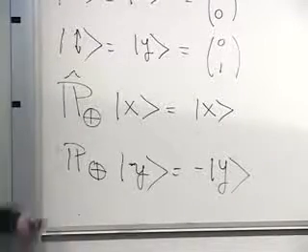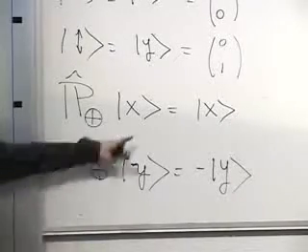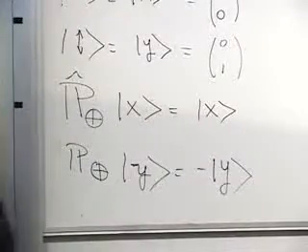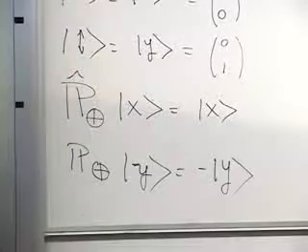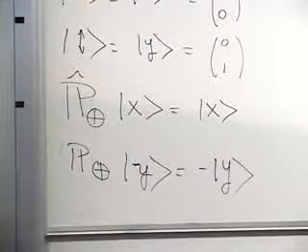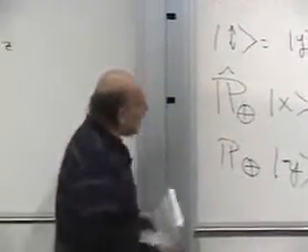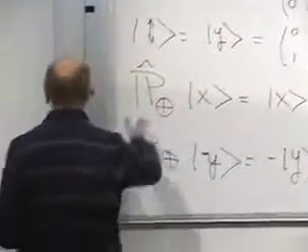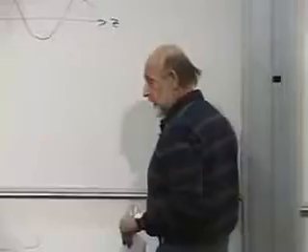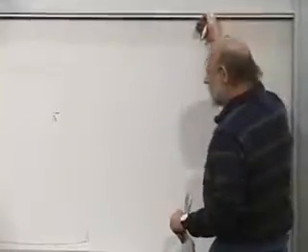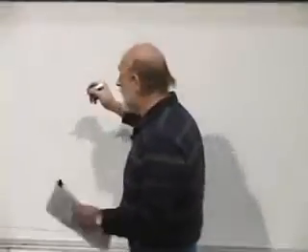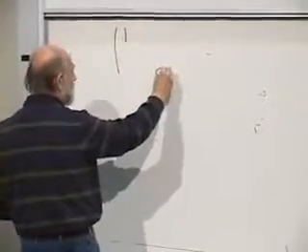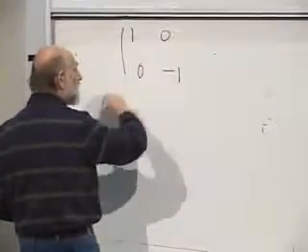You know how it acts on X, you know how it acts on Y. In fact, you know how it acts on any linear superposition of X and Y. You can even represent it as a matrix. Let's represent it as a matrix. If we represent the vector space as column vectors, we can represent the polarization as a matrix. Here's the matrix representation of it. It's very simple. It's just the matrix 1, 0, 0, minus 1. Let's check it.